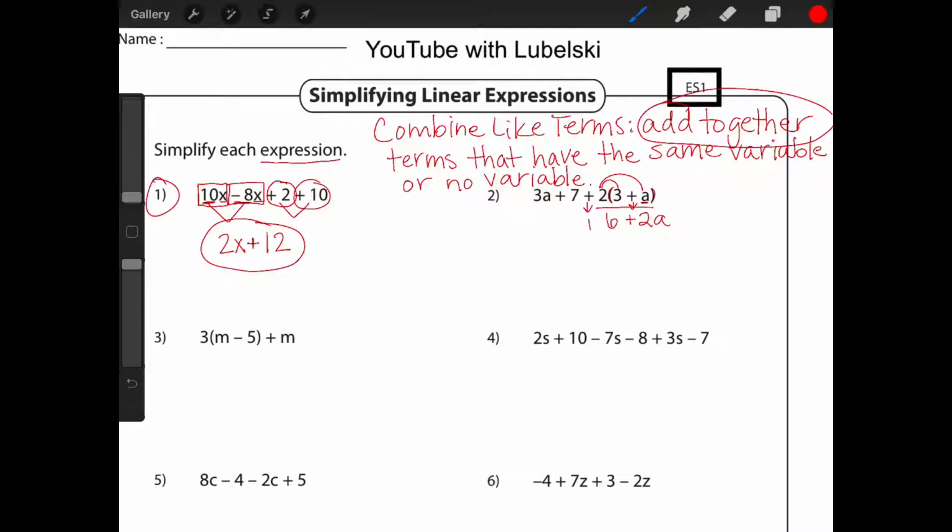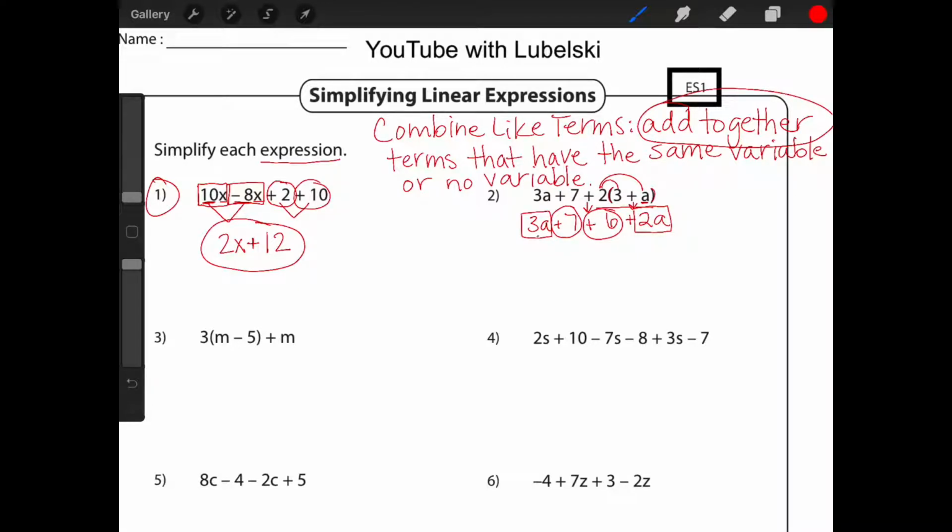And then I'm going to drop everything else down. Here's my addition, 7 plus, and my 3a. I'm just going to drop everything down. The reason I do that is I want to get everything as distributed as possible before I start combining. So again, I'm going to put a square or a box around anything that has my variable a in it. And then my constants are plus 7 and plus 6.